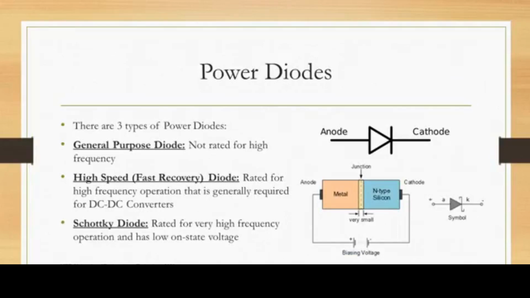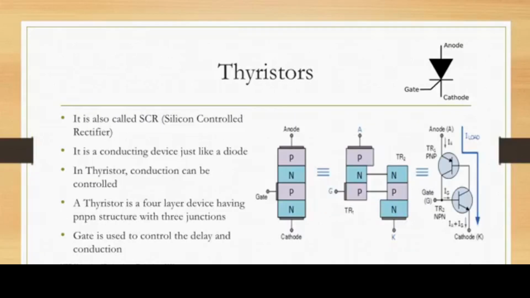There are three types of power diodes: general purpose, high speed or fast recovery diode, and Schottky diode. A general purpose diode is generally not rated for high frequency, whereas high speed diodes are most suitable for high frequency operation, which is normally required for chopper circuits, that is DC to DC converters, whereas Schottky diodes are rated for very high frequency operation and have a low on-state voltage.